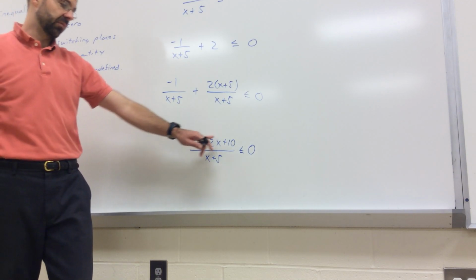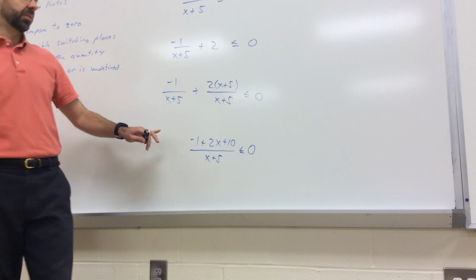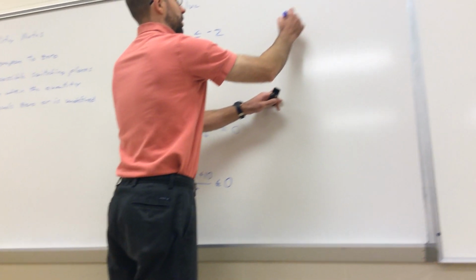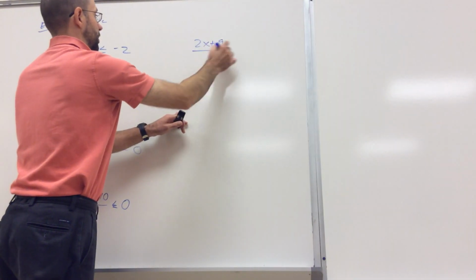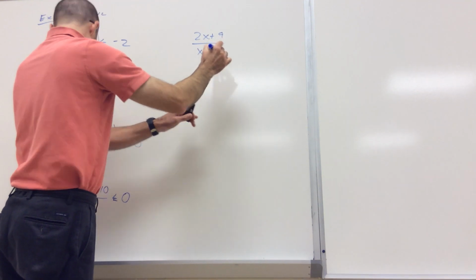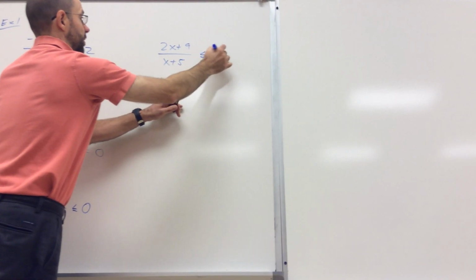And of course then the -1 and the 10 combine to be 9. So it's 2x plus 9 over x plus 5 less than or equal to 0.